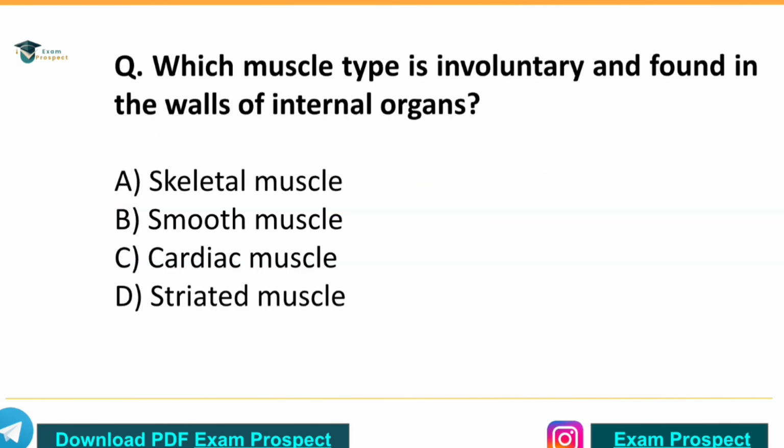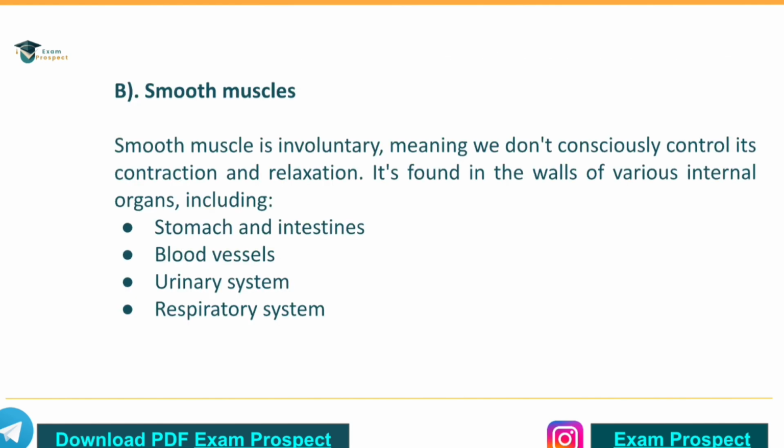Next question, which muscle type is involuntary and found in the walls of internal organs? Correct answer is option B, smooth muscles. Here, smooth muscle is involuntary, meaning we don't consciously control its contraction and relaxation. It's found in the walls of various internal organs, including stomach and intestines, blood vessels, urinary system, and respiratory system.